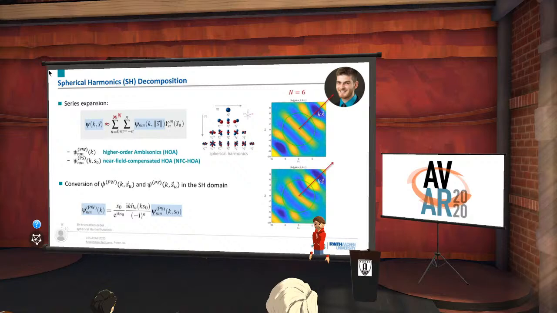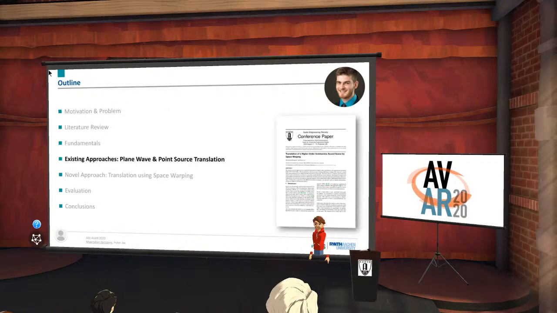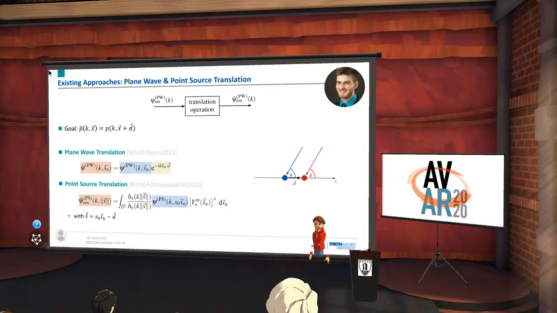And it's also very important to note that we simply can convert between psi plane wave and psi point source, at least in theory. And in the spherical harmonics domain, there's simply this conversion factor. Now, with our mathematical tools at hand, we can have a look at existing approaches, namely the plane wave and the point source translation method.